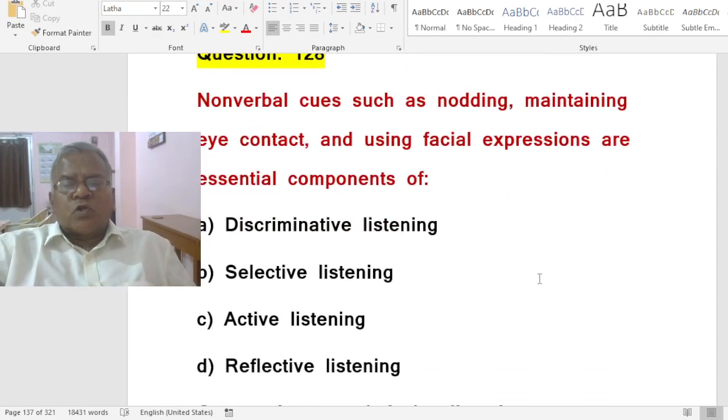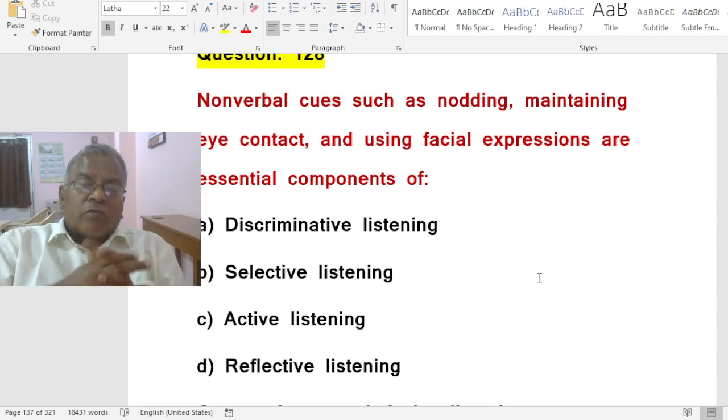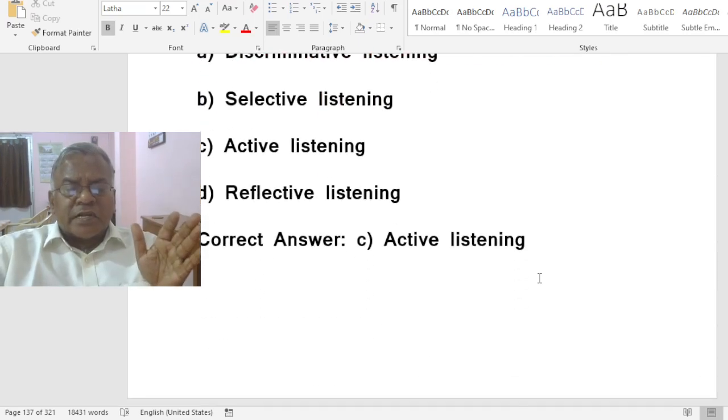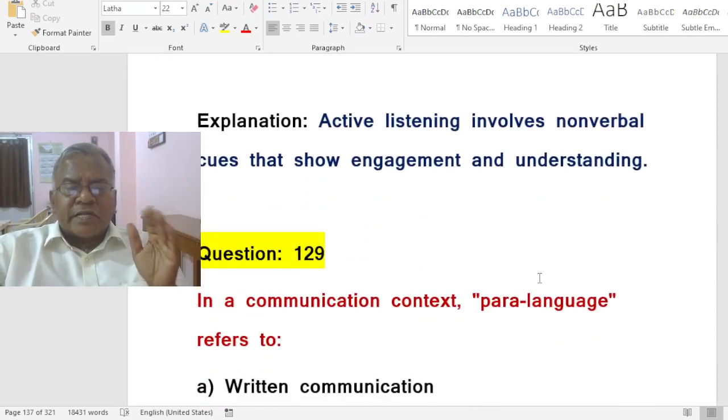Non-verbal cues such as nodding, maintaining eye contact, and using facial expressions are essential components of which type of listening? A. Discriminative listening. B. Selective listening. C. Active listening. D. Reflective listening. That is active listening. Active listening involves non-verbal cues that show engagement and understanding.